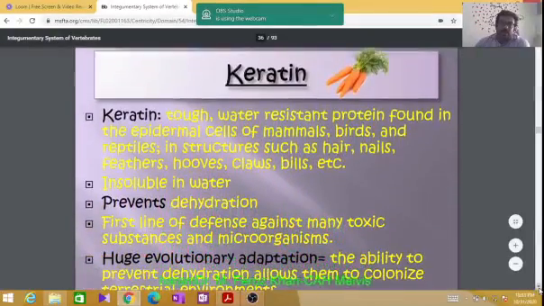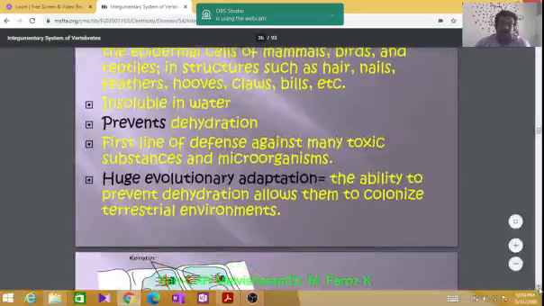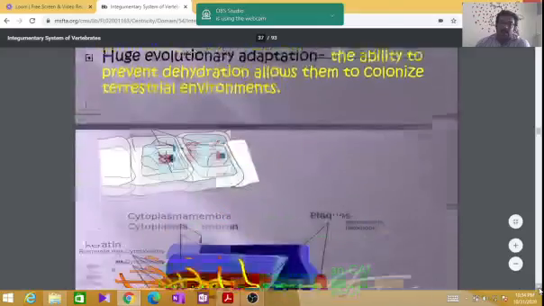Keratin is a tough, water-resistant protein found in the epidermal cells of mammals, birds, and reptiles in structures such as hair, nails, feathers, hooves, claws, and bills. It is insoluble in water and prevents dehydration. It gives a first line of defense against many substances and microorganisms. It has a huge evolutionary history and adaptation. The ability to prevent dehydration allows these animals to colonize the terrestrial environment.